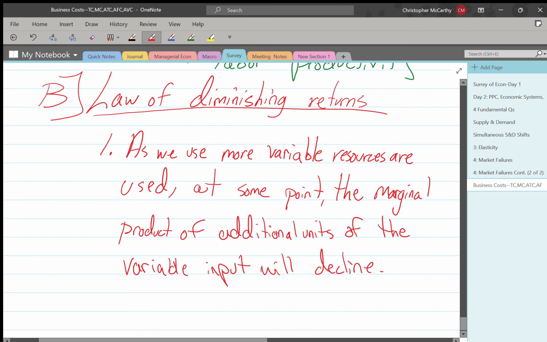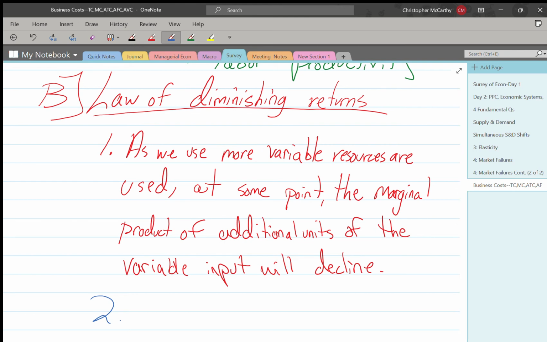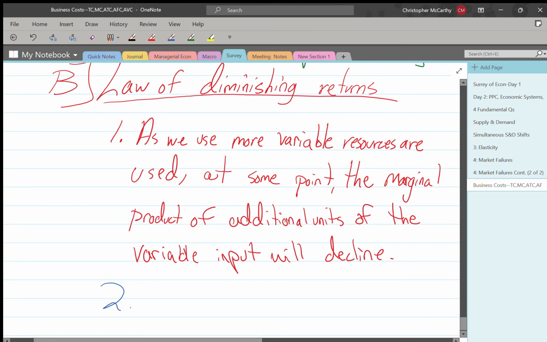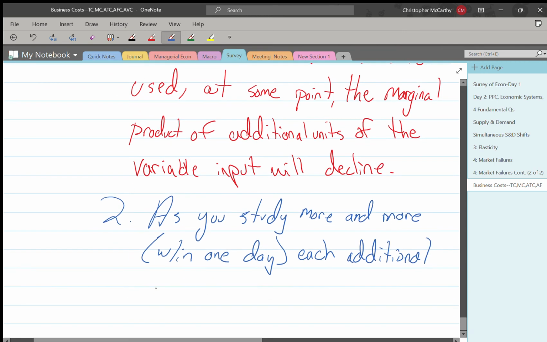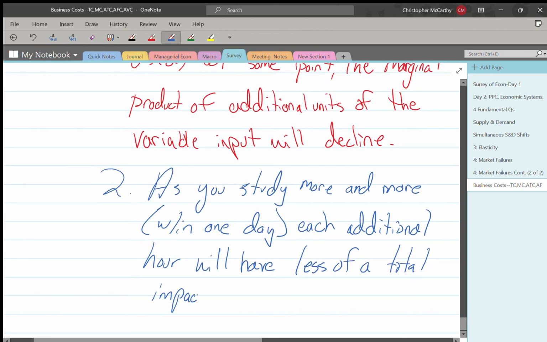So, to illustrate this idea, the book goes into a nice example about how your score in this class is a function of the quality of the text and the quality of the instructor and the amount of time you spend in class and the amount of time you spend on your own studying, right? But as additional units of study time per day are added, right? So as you study more and more, we're talking about within the context of one day, each additional hour will have less of a total impact on your final score.